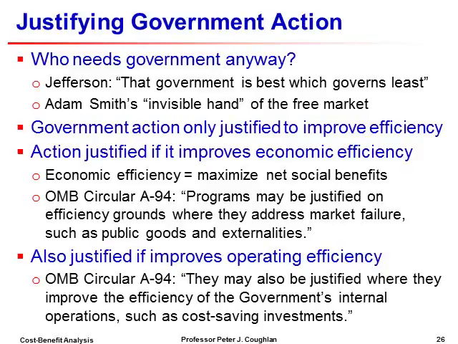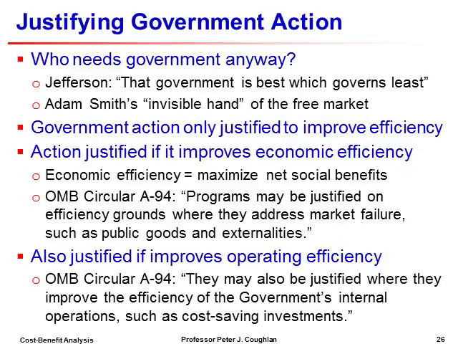And so OMB Circular 894 supports this by saying, quote, programs may be justified on efficiency grounds where they address market failure, such as public goods and externalities. On the next slide, we'll talk in more detail about market failure in these two examples. But market failure basically means a situation where the market doesn't do what Adam Smith says it should, where the market does not maximize net social benefits. So whenever we have one of these market failures, it's perhaps appropriate for the government to be involved.